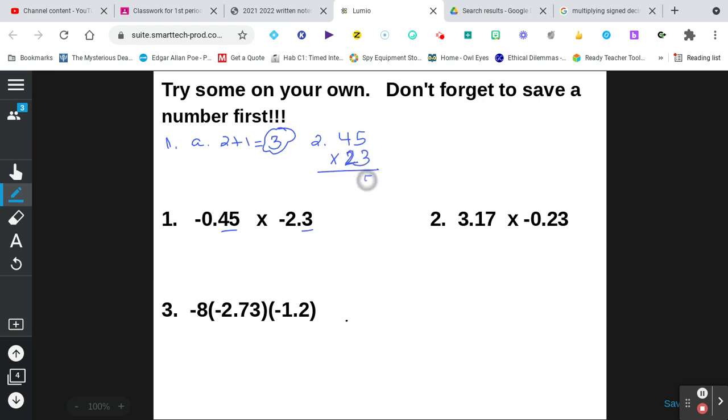3 times 5 is 15. Carry the 1. 3 times 4 is 12, plus the 1 is 13. You multiply by the 3, and I'm going to get rid of the 1. Add your 0. 2 times 5 is 10. Remember, that's the placeholder. Carry the 1. 2 times 4 is 8, and 8 plus 1 is 9. Let's add up what we have.